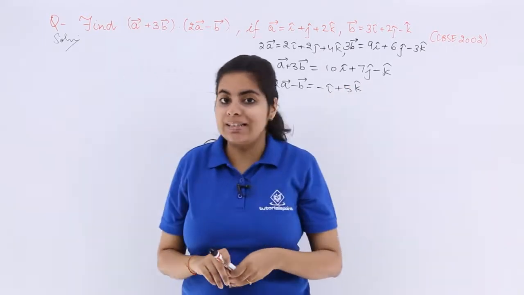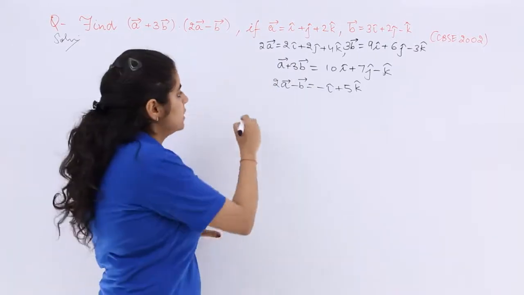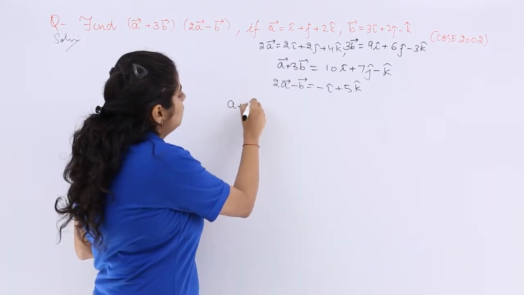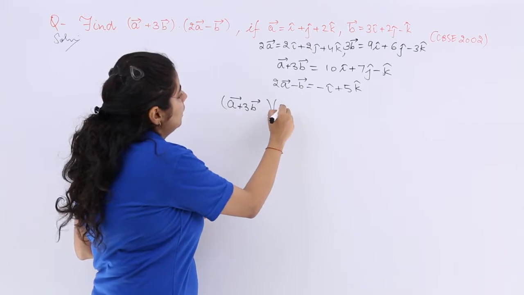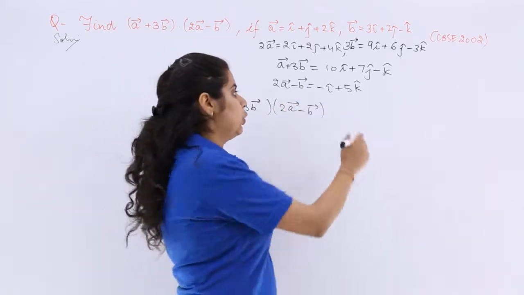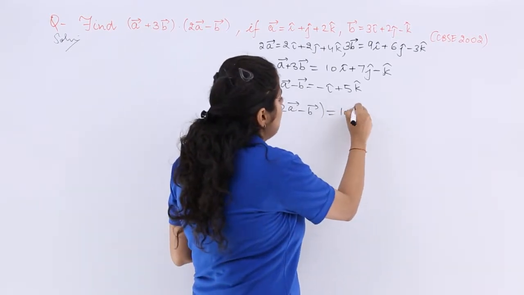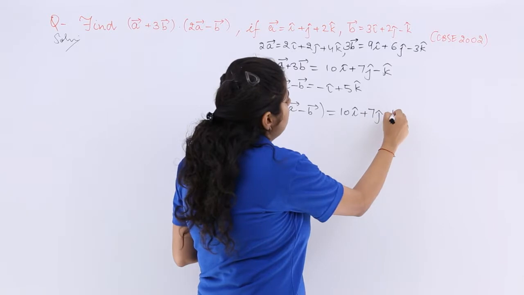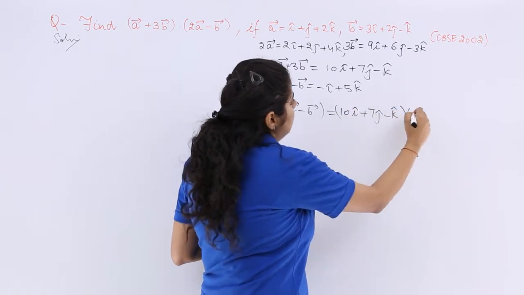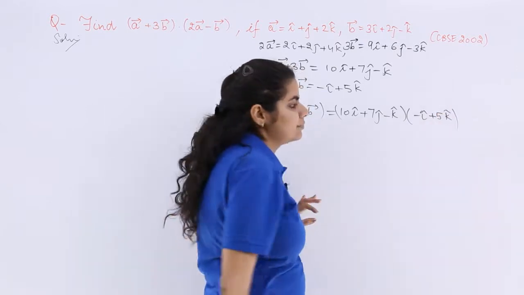Now the dot product has to be formed between a + 3b multiplied by 2a - b, not 2a - 3b. So you have to find the dot product of 10 i cap plus 7j cap minus k cap, multiplied by minus i cap plus 5k cap.